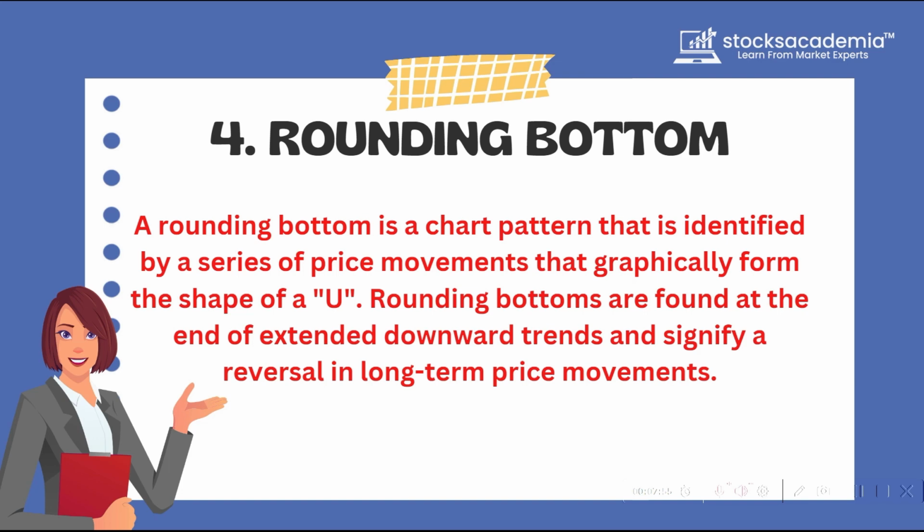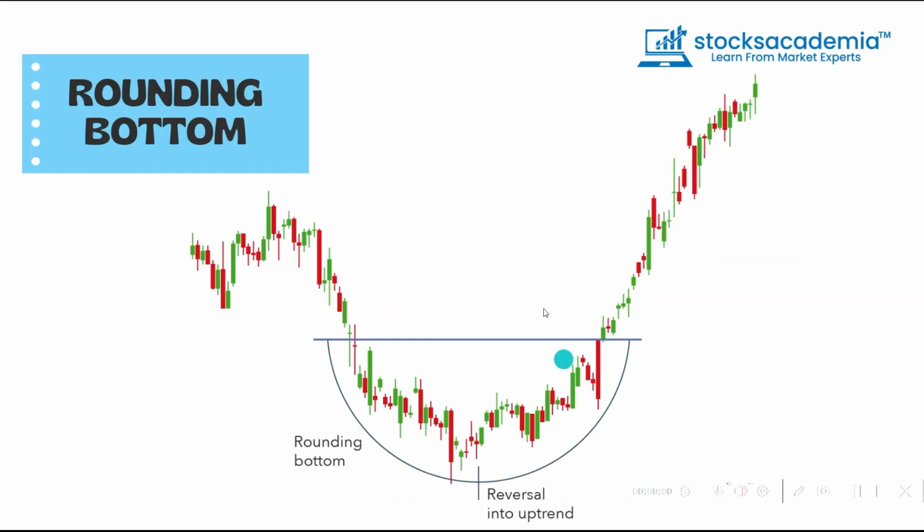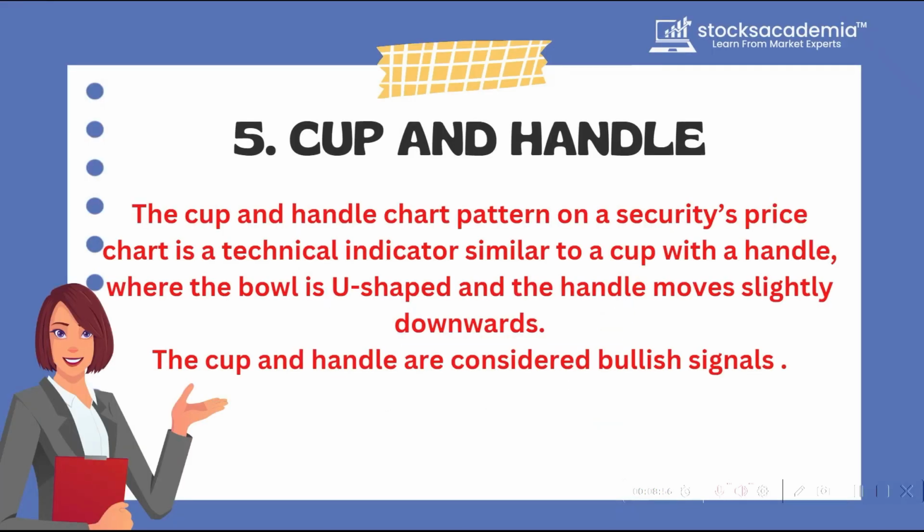So now let's discuss the chart of rounding bottom. This rounding bottom is also known as the saucer pattern, and this pattern is an indication of the end of the downtrend and the potential beginning of an uptrend. Price and volume are considered key indicators for identifying and confirming this pattern. This pattern has a relatively high success rate, however it is rarely found, and the formation of this pattern takes a lot of time to complete.